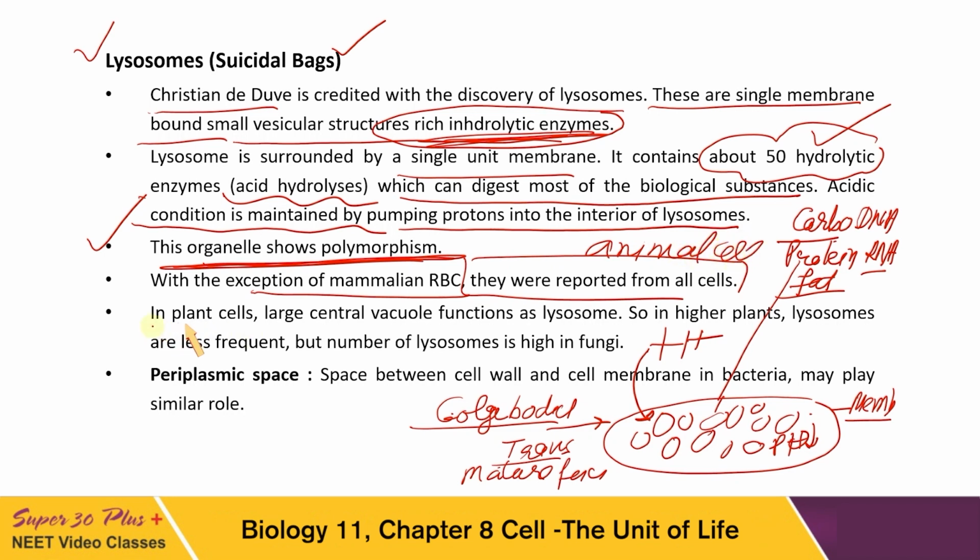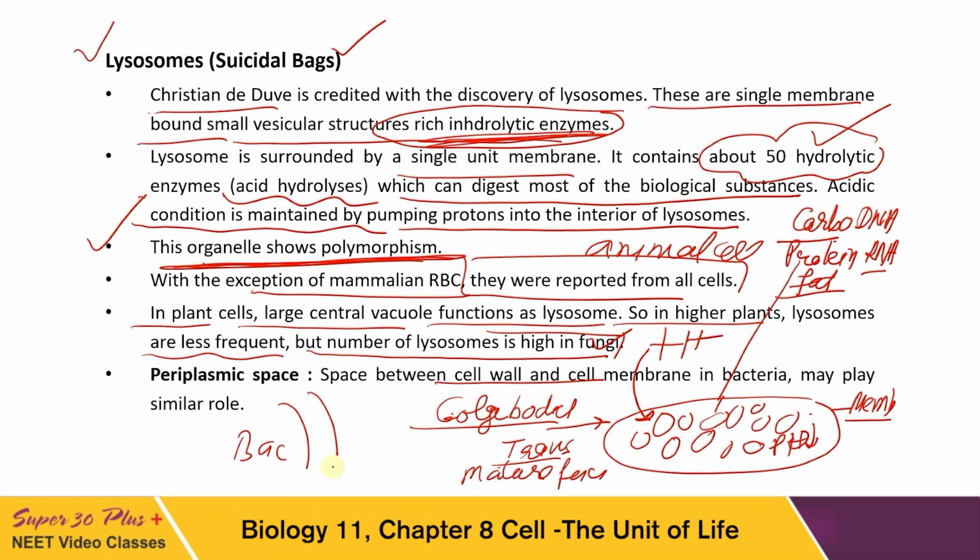In plant cells, the large central vacuole functions as a lysosome. So in higher plants, lysosomes are less frequent, but the number of lysosomes is high in fungi. You have to remember the periplasmic space, even in bacteria. If this is a bacterial cell, this is the plasma membrane and this one is the cell wall. The space in between the two is known as the periplasmic space.